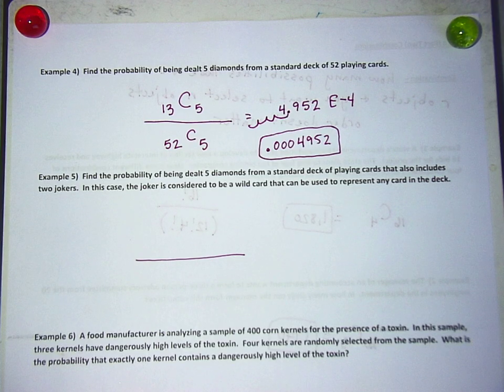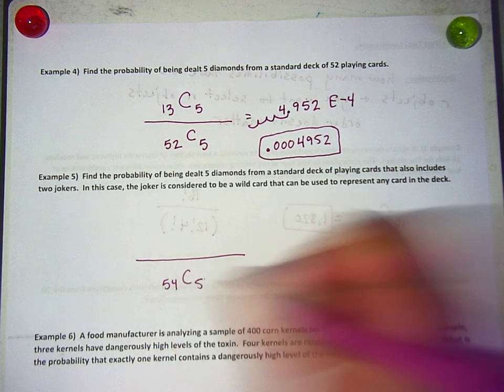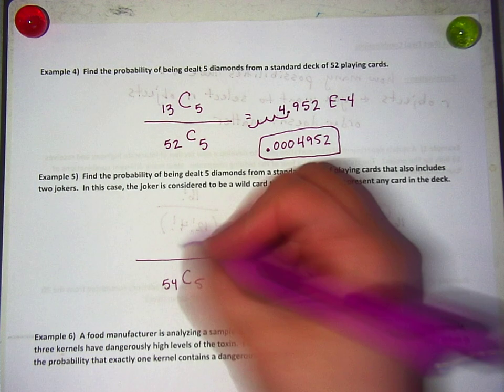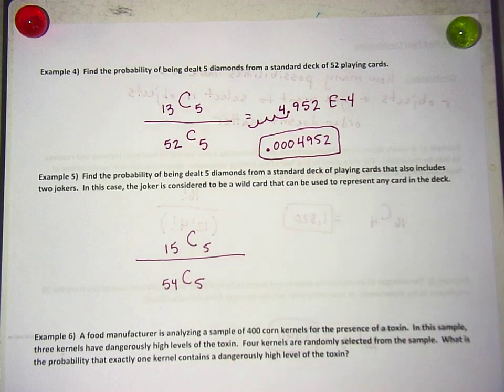Think about what would change. Sure, go for it. On the bottom it would be 54 C 5, and then on the top it would be 15 choose 5, because now you got 2 extras that could be considered diamonds, right? That's perfect. All right, go ahead and put those in your calculator, and you should go get a prize.